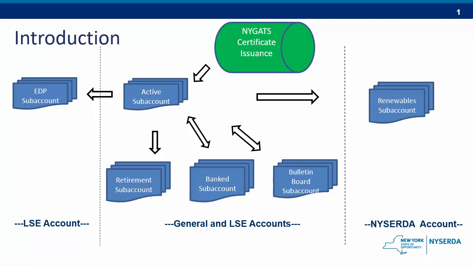NYGATS will assign 4 default subaccount types for all accounts: the active subaccount, the banked subaccount, the retirement subaccount, and the bulletin board subaccount. LSE account types with load will be assigned an EDP subaccount for each year. The LSE can transfer bundled certificates from their active subaccount to their EDP subaccount for purposes of the environmental disclosure label at any time during the trading period.